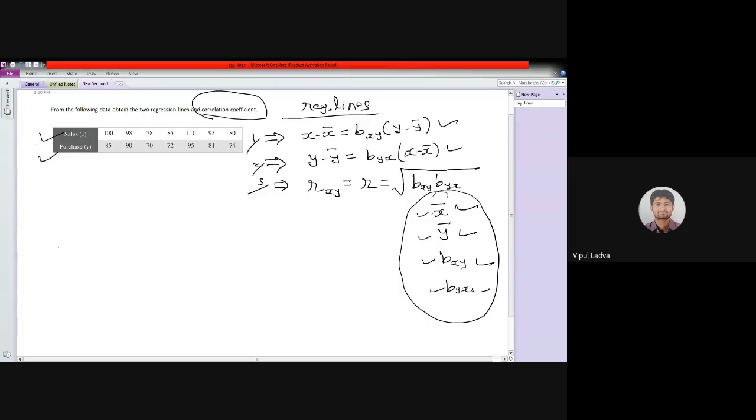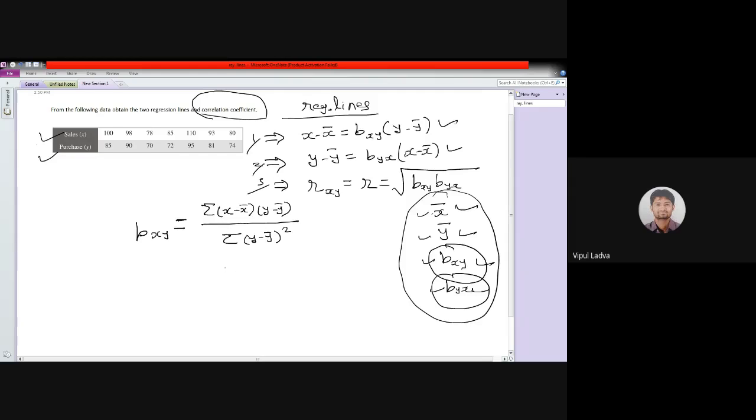x bar and y bar are very easy to identify. For x bar, we can go for summation x divided by n, summation of y divided by n for the y bar. But what can we do for both the regression coefficients? So we need to have those formulas, the formula for bxy and the formula for byx. We will be using this formula for bxy: summation of (x minus x bar)(y minus y bar), divided by, in the denominator, summation of (y minus y bar) the whole square.